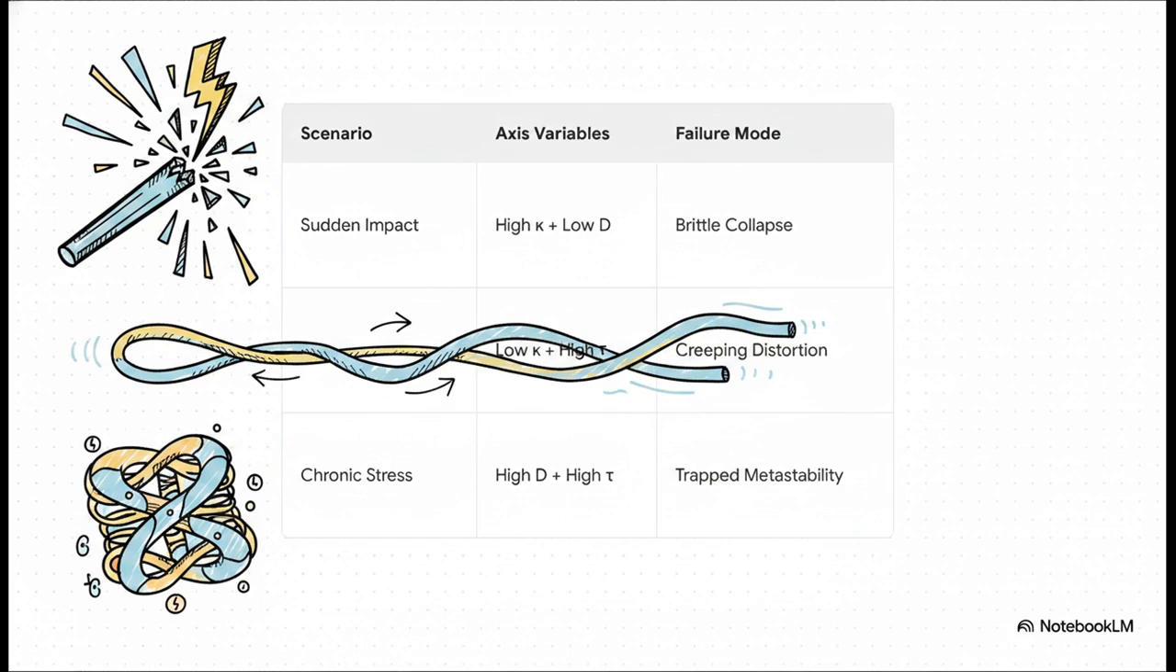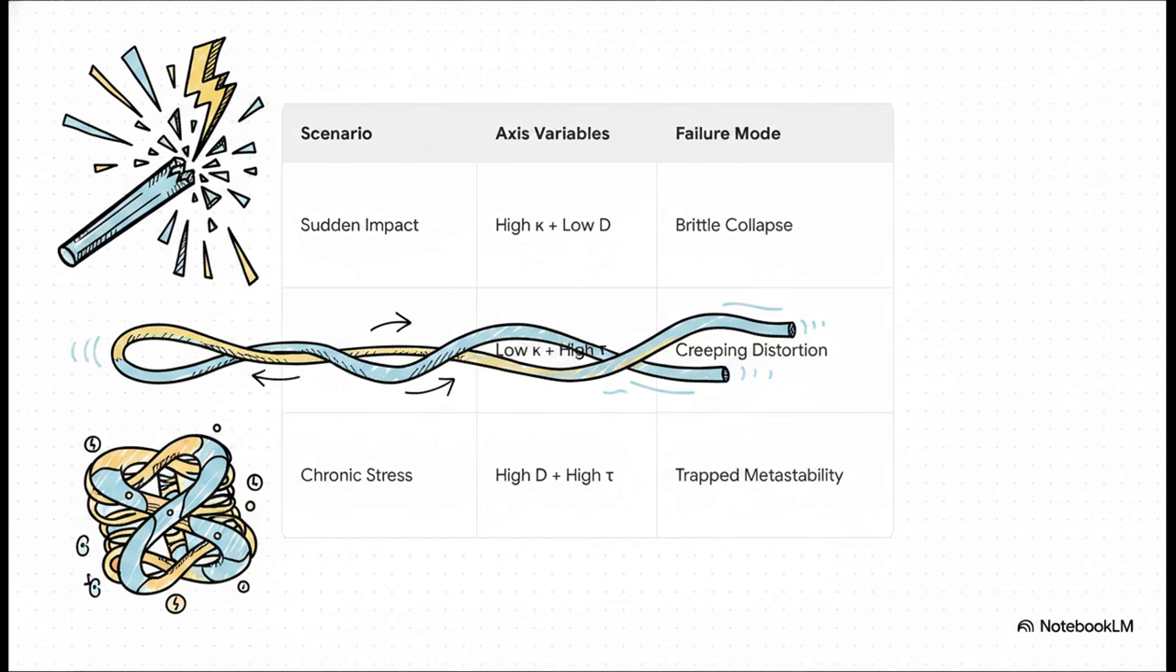Now look at the middle row. Low stiffness and high viscosity. This means the system gives way really easily and recovers super slowly, which leads to creeping distortion. It essentially gets stretched out of shape permanently. And the bottom row, high depth and high viscosity. The system survives chronic stress, sure, but that slow recovery traps it in a distorted, unnatural state.